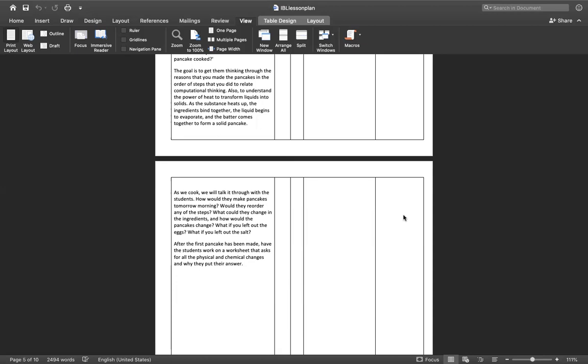After the pancakes have been made, have the students work on a worksheet that asks for all physical and chemical changes and why they put their answer.